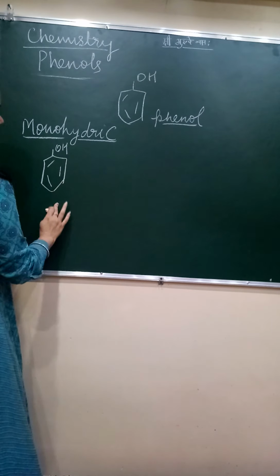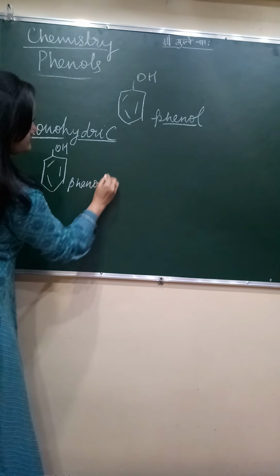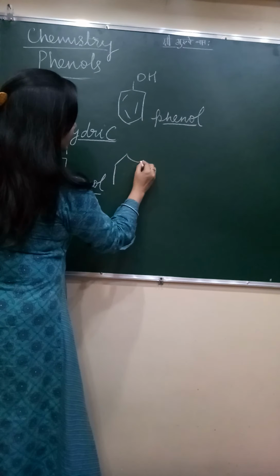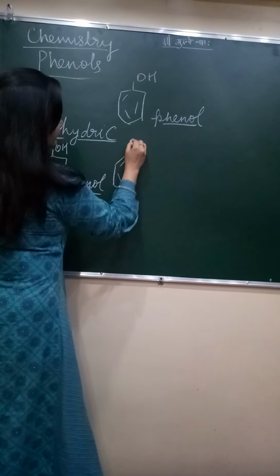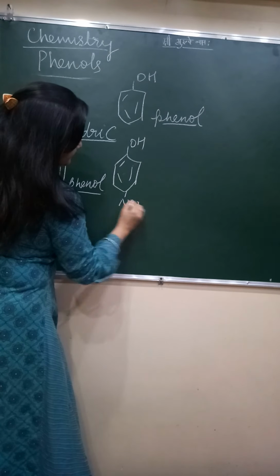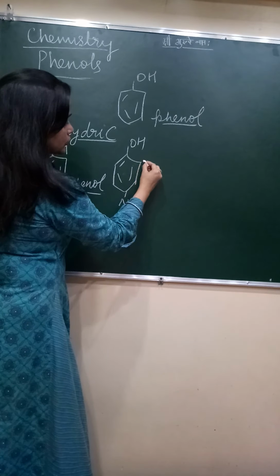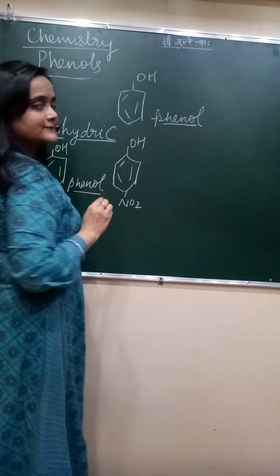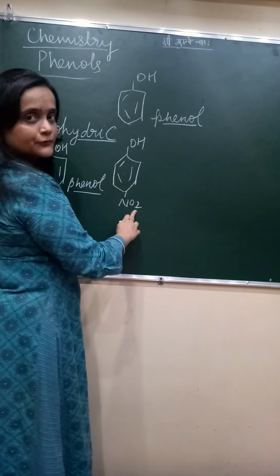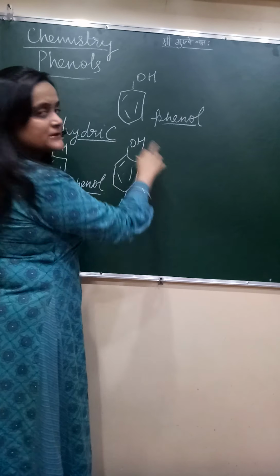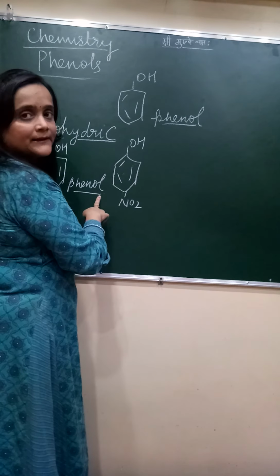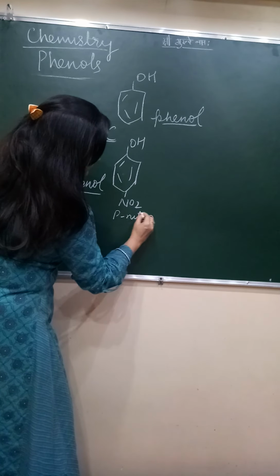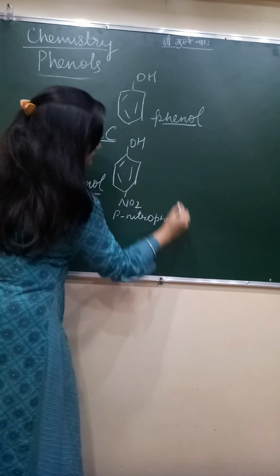This is simple phenol because only a hydroxy group is attached to the benzene or aromatic nucleus. If any other substituent, say a nitro group, is attached to the benzene nucleus at the ortho, meta or para position, this is the ortho position, this is the meta position and this is the para position, then the name will change. But the parent name can be used as the suffix. Now this is para-nitrophenol.